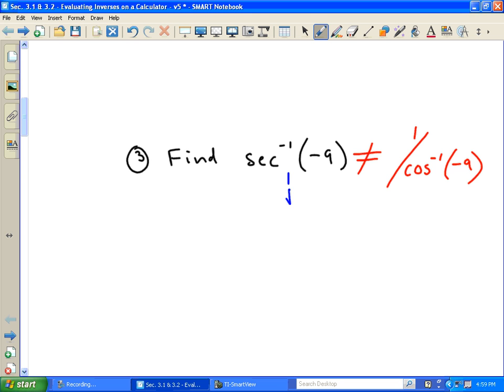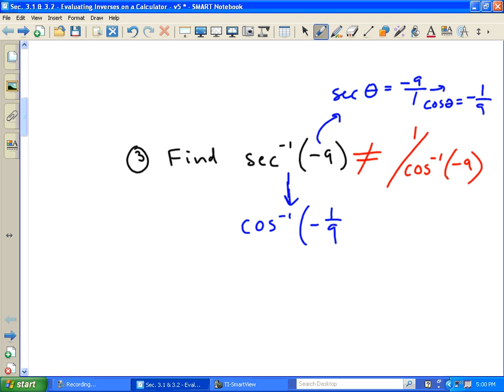What you want to do on these kind of problems is think about if secant was equal to negative 9, then its reciprocal, cosine, would be negative 1/9. This notation is basically saying that secant of some angle theta is equal to negative 9 over 1. And that being the case, then cosine theta is equal to negative 1 over 9. And so you can change it to inverse cosine and then take the reciprocal of the inside value.